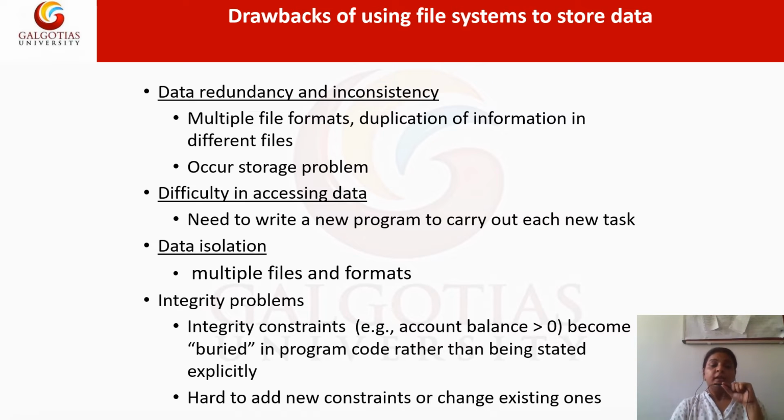Okay. Second is difficulty in accessing data, because if your data is in different files, then to access that data you need to write a program every time if you want to carry out a new task. So this is difficulty in accessing data. After that we have data isolation. Data isolation, because multiple files and formats are there, so data is isolated, but the same data has to be used. So data should be in a centralized format, but this is the drawback of the file system, that data is dispersed, data is segregated at different places.